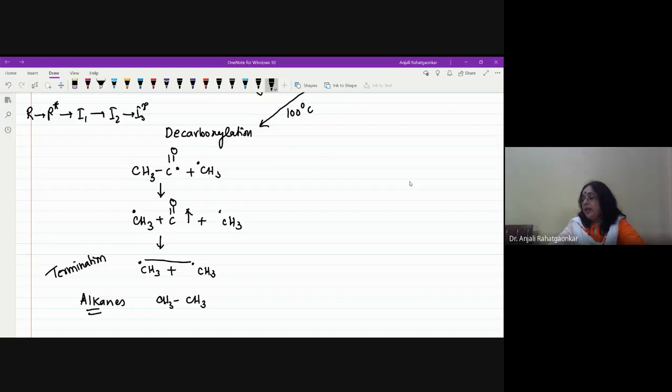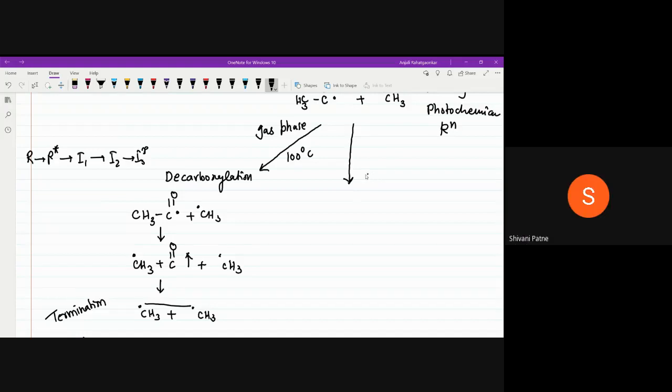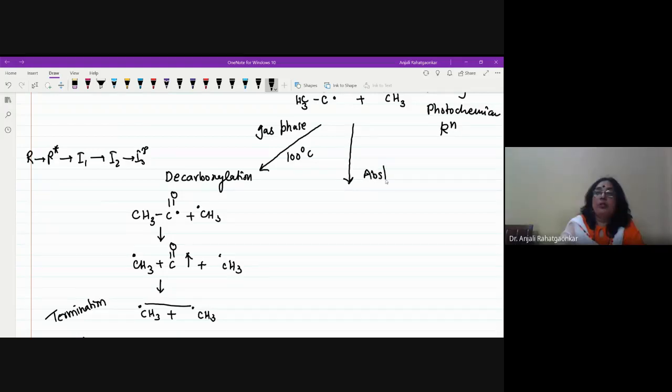Now another possibility is abstraction of alpha hydrogen, which I explained to you before. That is the abstraction of alpha hydrogen. Now where do I get the alpha hydrogen? So here I have these two, acyl plus this, so I am representing it as it is.